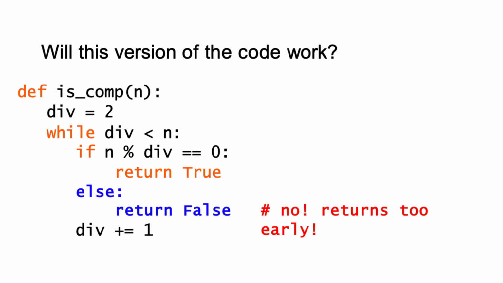It might seem true, but there's a counterexample. Think of 9. 9 is not divisible by 2, but it's divisible by 3, making it a composite number. But in this function, isComp(9) will return false, signifying that 9 is a prime number, which clearly isn't true. As a result, the program will return too early.